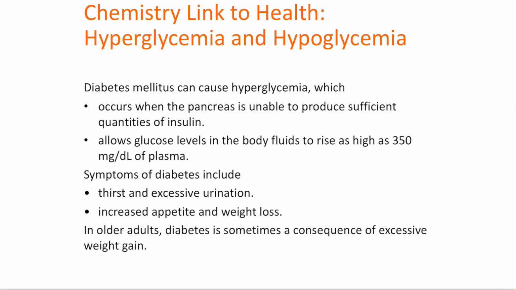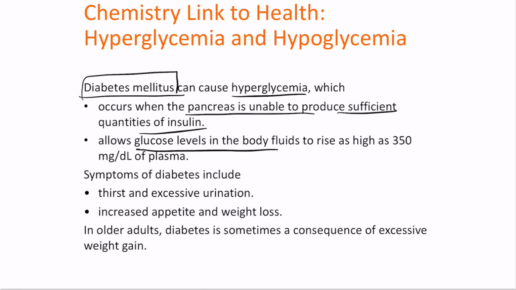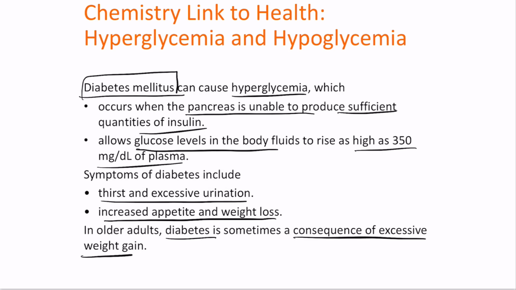The most common condition that you generally know of with hyperglycemia is diabetes mellitus. This is a syndrome that can cause hyperglycemia, and this occurs when the pancreas is unable to produce sufficient quantities of insulin, because insulin is what regulates the amount of blood sugar in your body. This can create a situation where the glucose level in the body rises as high as 350 milligrams per deciliter, which can cause symptoms like thirst, excessive urination, increased appetite and weight loss. In older adults, the condition is sometimes a consequence of excessive weight gain.